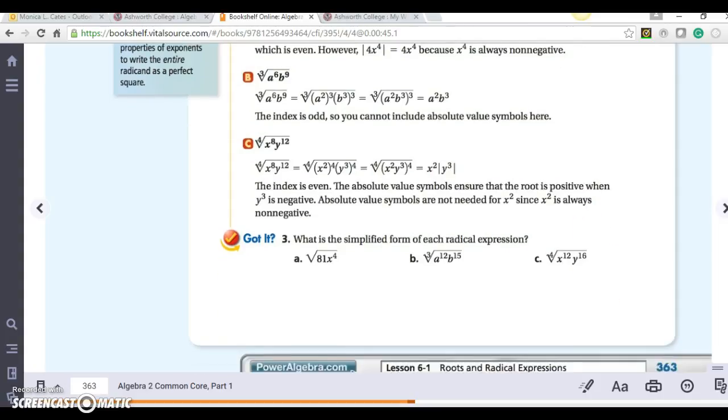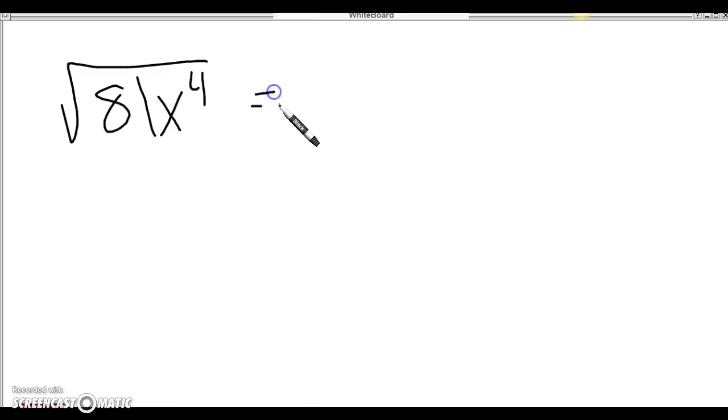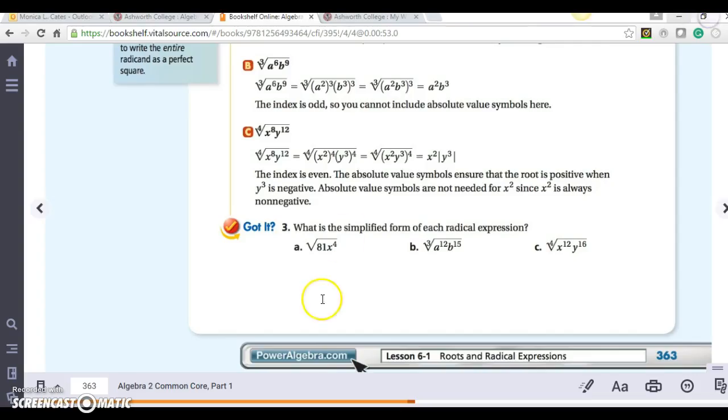So let's do some on our own. We have the square root of 81x to the 4th. Well, the square root of 81 we know is 9. And remember there's an invisible 2 here. So 4 divided by 2 is 2. And I don't need my absolute value sign because it's an even exponent.